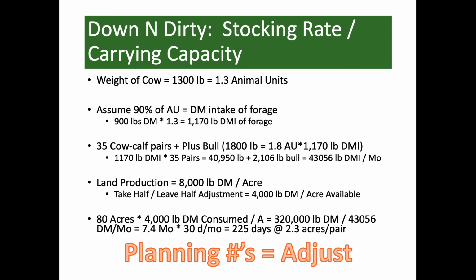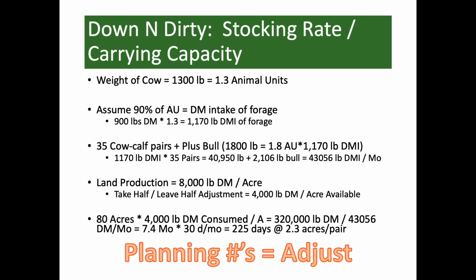In a situation where we have 35 cow-calf pairs, we've probably got a bull, right? And the bull's going to eat something, so don't forget the bull. He's going to be probably closer to 1.8 animal units. So those 35 cow-calf pairs are going to eat about 41,000 pounds. That bull's going to eat about 2,100 pounds. Now we've got 43,056 pounds of dry matter intake per month that we need to supply to those animals.